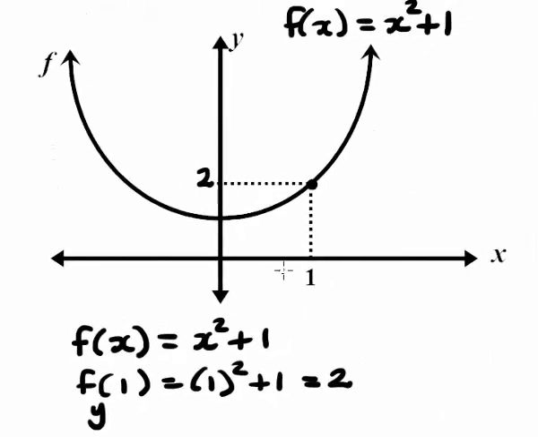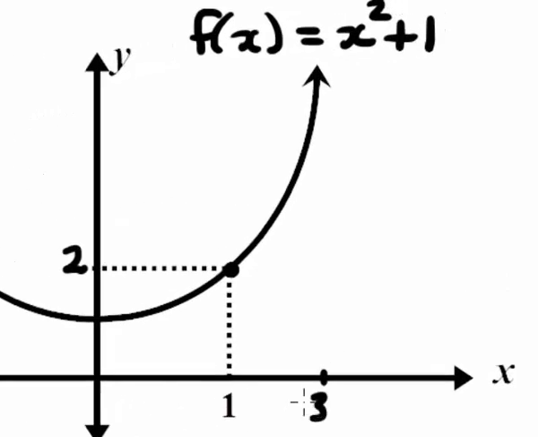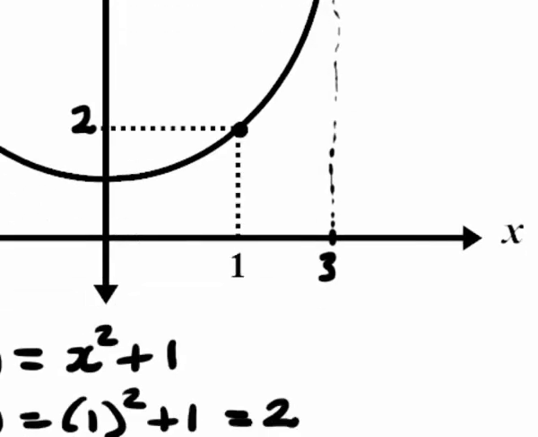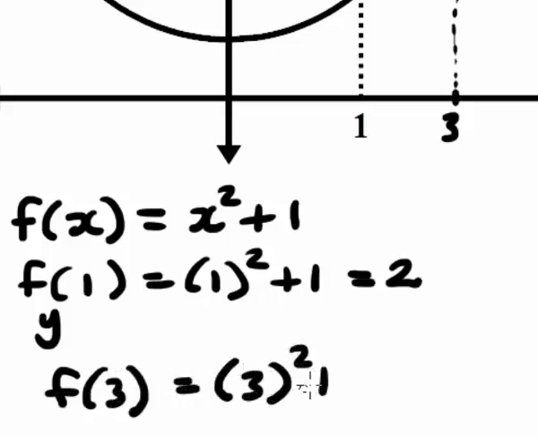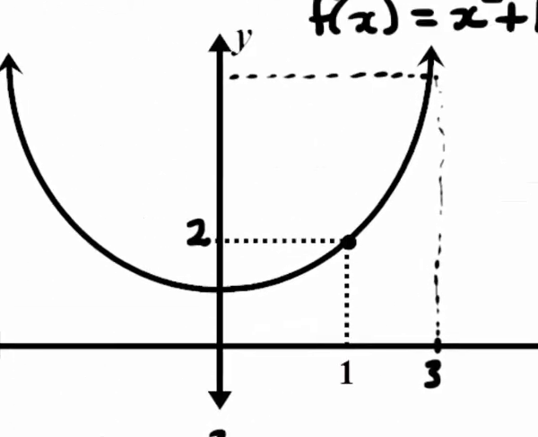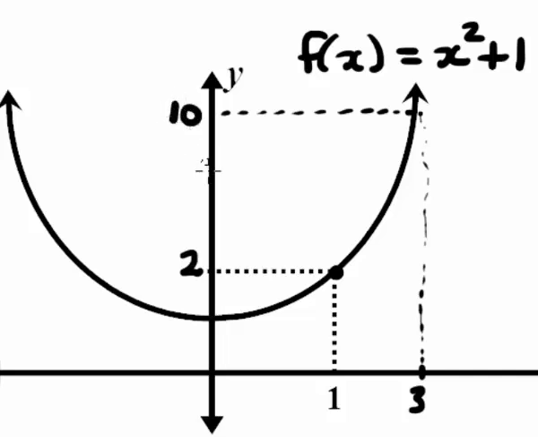Now I want you to pick a value to the right of 1. Let's suppose I chose at random 3. I'm going to go up to the graph here, and across, and work out what the corresponding y value is. What would be f(3)? We replace all the x's with 3, so that gives us 9 plus 1 is 10. This is not drawn to scale, but that's the y value. So at 3, the y value is 10.